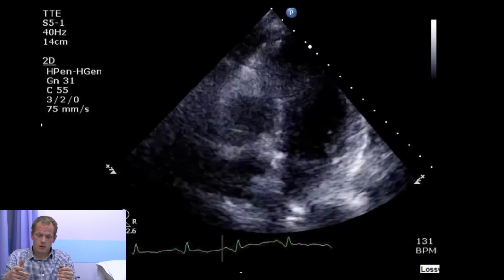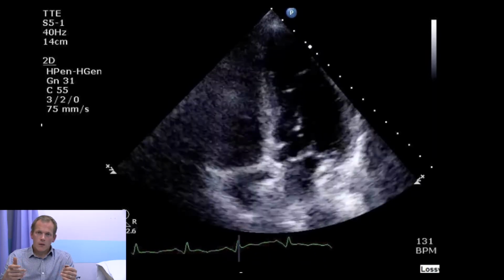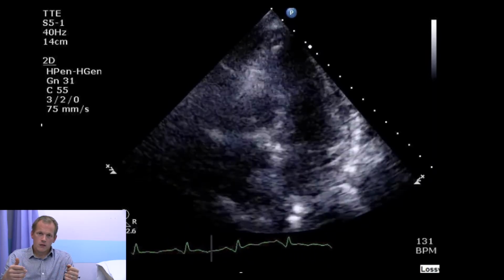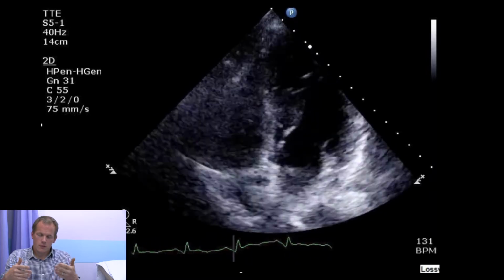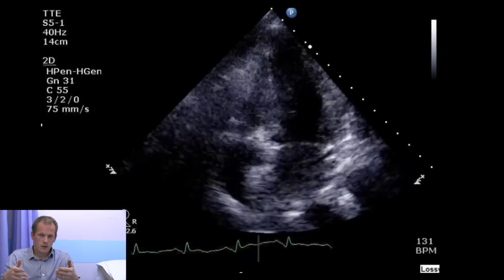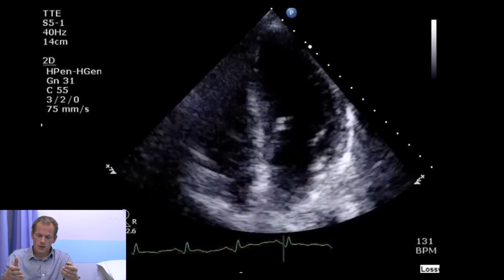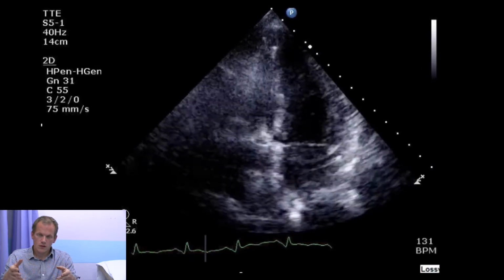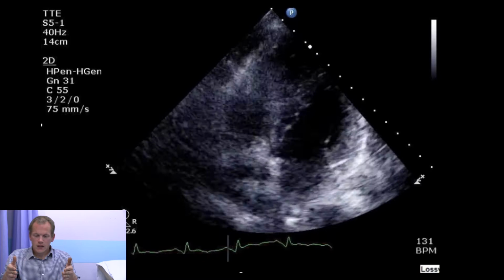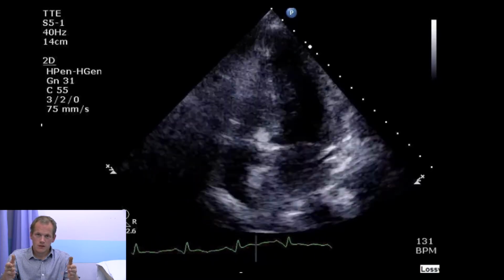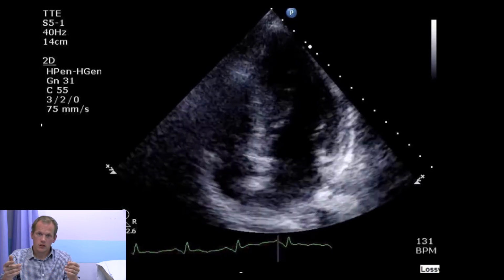Apical four chamber. Again, very hyperdynamic. If you look at the free wall of the RV and the tricuspid annulus, you can see how much is coming up. It's not a specific sign of hypovolemia, but the hyperdynamism should draw your attention that there's some abnormality. And again, if the gain was a little bit higher, hopefully you can see the endocardial borders almost touching in this view.